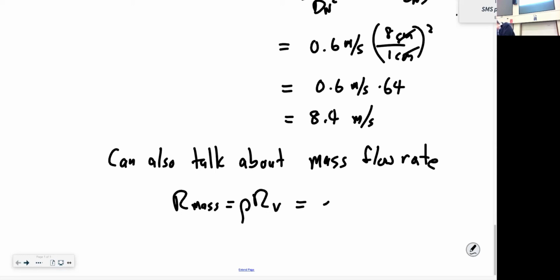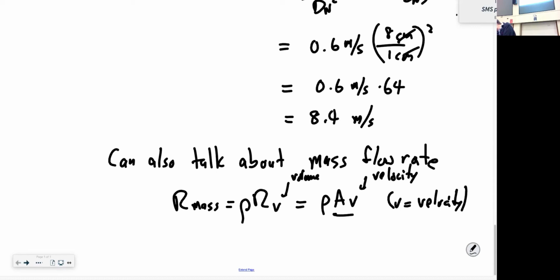This, of course, is just rho times A times V, where V is velocity. This V is for volume. This V is for velocity. It gets confusing, I'm sorry. But this is how we define the volume flow rate with velocity. Multiply that by rho, and you've got a mass flow rate. Same concept, same principles apply, same everything applies. It's just whether you want to think about mass or volume.